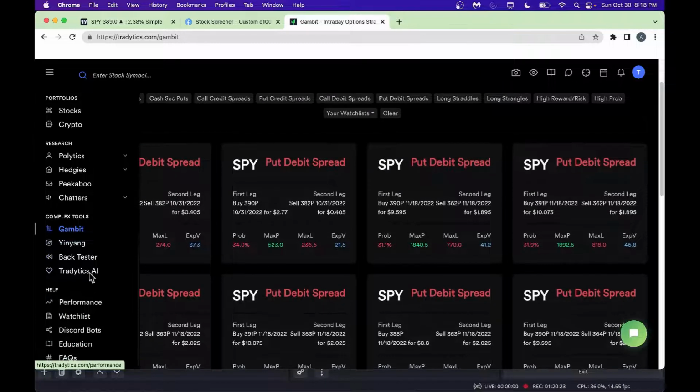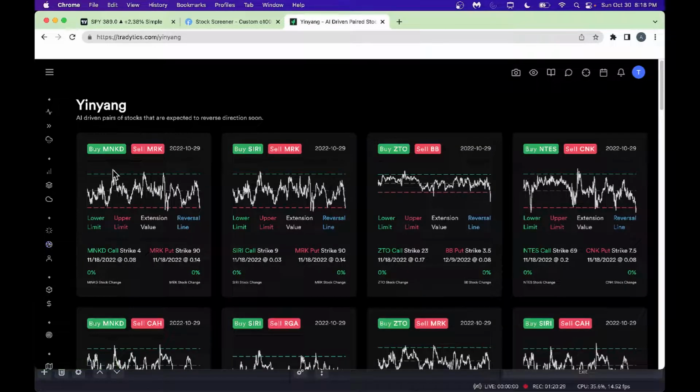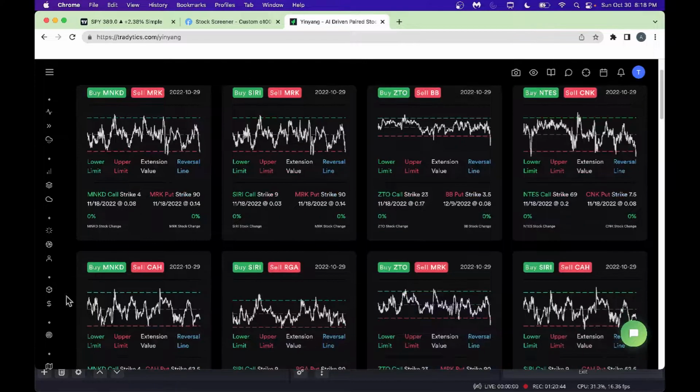Let's keep going here. Yin Yang, this is for the folks who want to do pairs. In case here they're saying buy Mankind and sell Merck, you could do these type of plays here, which is really pairs, and make some money. If Mankind goes higher and Merck goes lower, you make some money with this pair trading here.